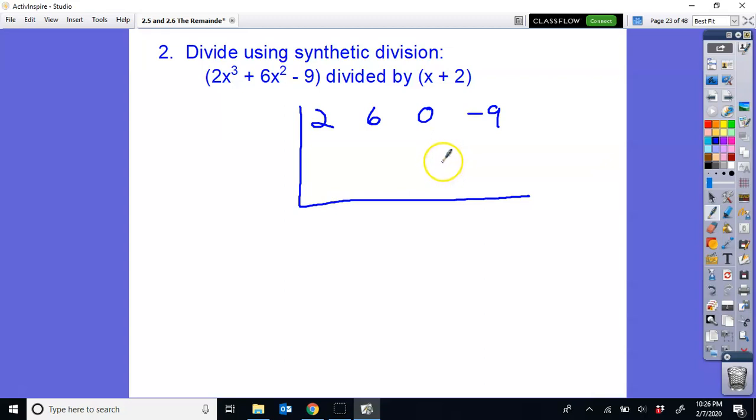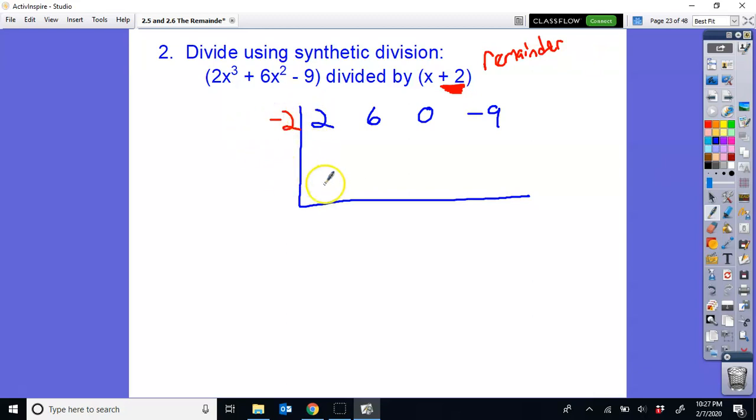Synthetic division is based off of something called the remainder theorem. We're going to mention it again here in a little bit as well. The remainder theorem says if you divide by something simple, like x plus a number or x minus a number, you can find the remainder if you plug in the opposite of what you're dividing by. Or in other words, if you're dividing by x plus 2, if you plug in negative 2, you'll get the remainder. That's why it's called the remainder theorem.